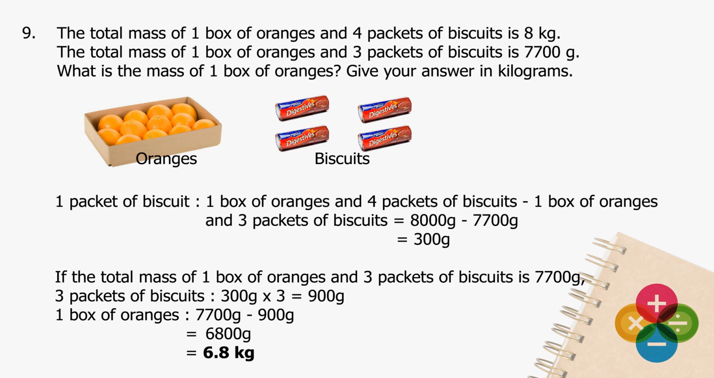Let us use the total mass of 1 box of oranges and 3 packets of biscuits to find the mass of 1 box of orange. The mass of 3 packets of biscuits will be 300 grams multiplied by 3, and you will get 900 grams. Subtract 7,700 grams by 900 grams. The mass of 1 box of orange will be 6,800 grams, or 6.8 kilograms.